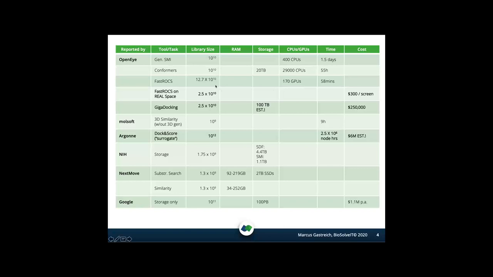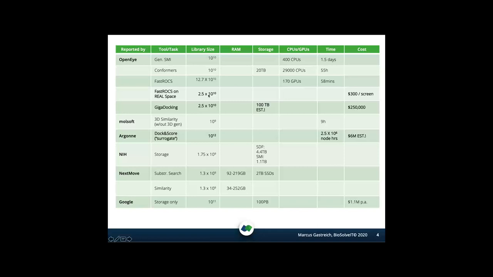FastRocks is a 3D superposition engine that runs super fast from OpenAI. Yet, look at the numbers, 170 GPUs and still 1 hour of computation. FastRocks on the real space costs roughly, they say, $300 per screen. So one query against the real space, although that real space, I'm not so sure whether that's in the end perhaps the database, because they had shown lots of enumerated chemical spaces there, or enumerated collections.